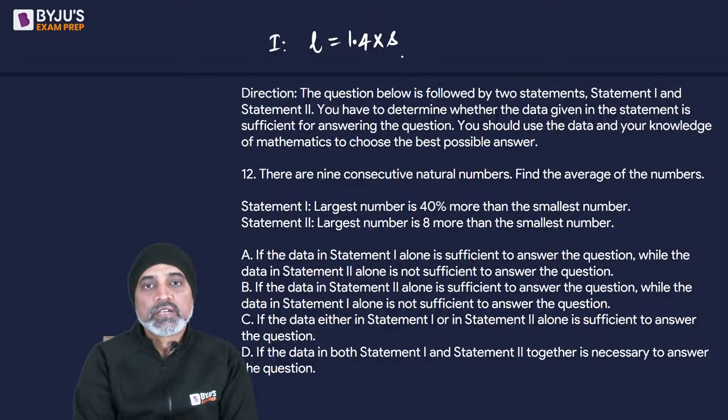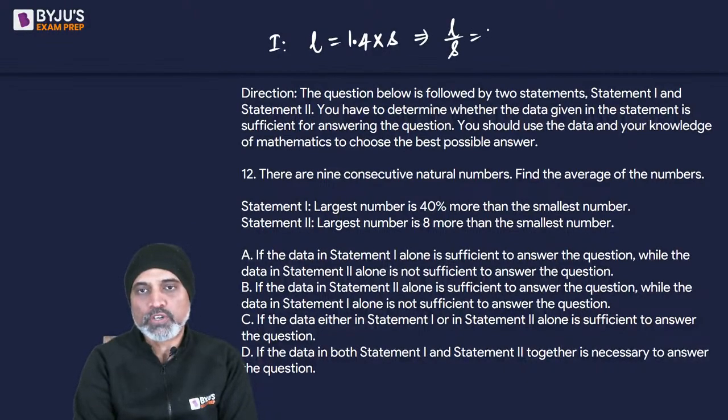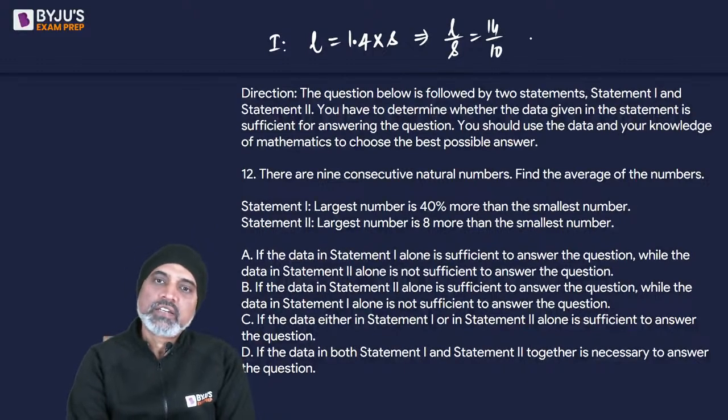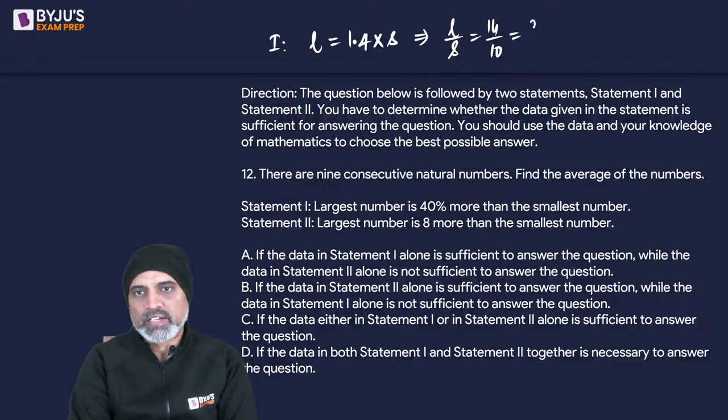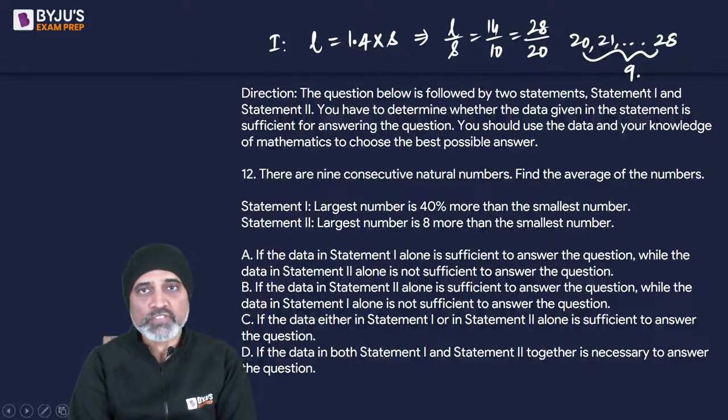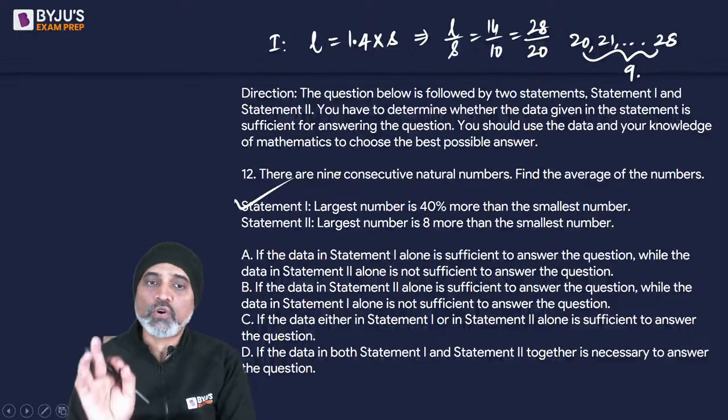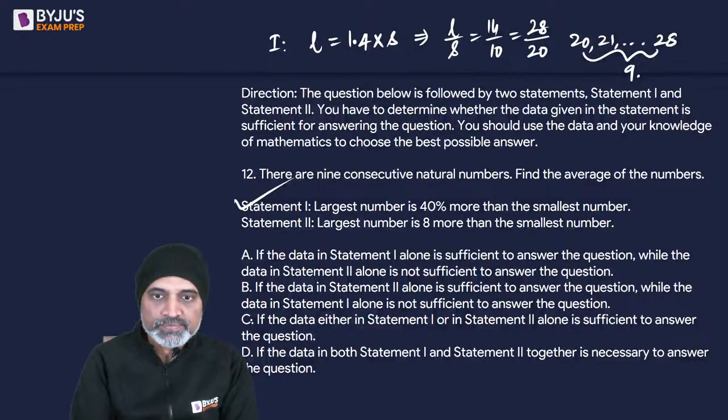So there are going to be a lot of cases. Yeah, let's write it like this. L by S is 1.4 or 14 by 10. Now, 14 by 10 is a change of only 4. We need more. So what if I double it? 28 by 20. So from 20 to 28, if we write, this will be 9 numbers, right? And we can definitely find the average. So I can answer this question using only the first statement, right?